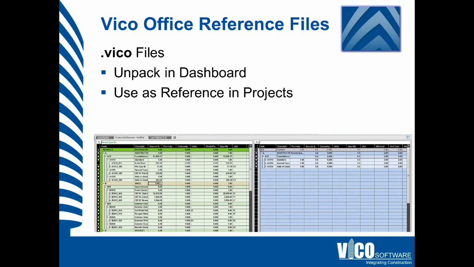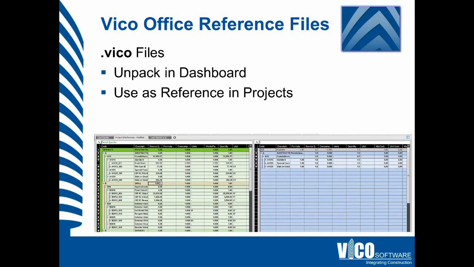The Vico Office Reference Files can be opened in the dashboard. As you probably know, the Vico Office program has a packing functionality that can be used to pull all the data from the database and save that in an archive file called .vico. And all of the content that I just showed from the spreadsheets is delivered as part of the 5D data pack as a .vico file as well. Once unpacked, you can then use it as a reference in your project. Each Vico Office project can use as many references as needed.